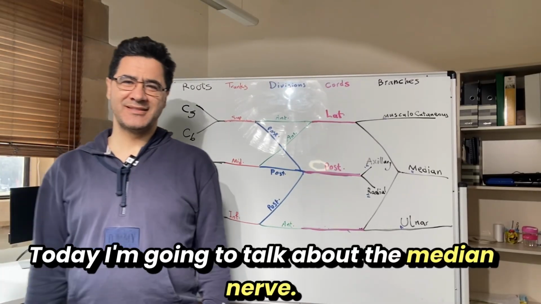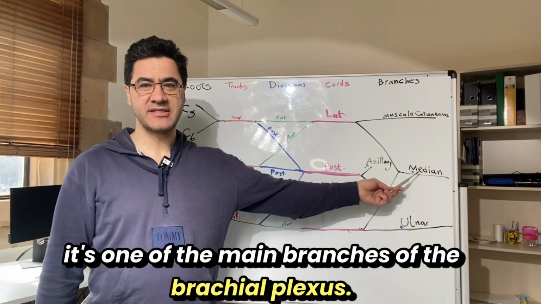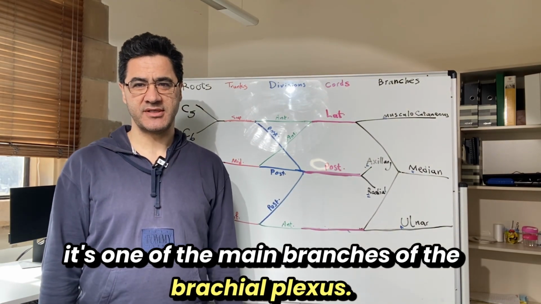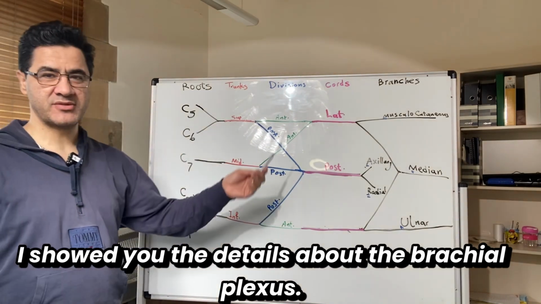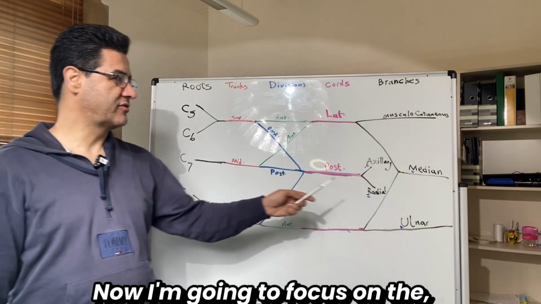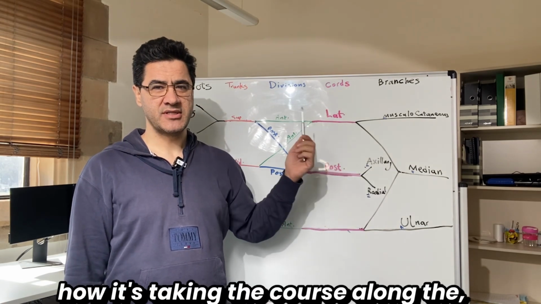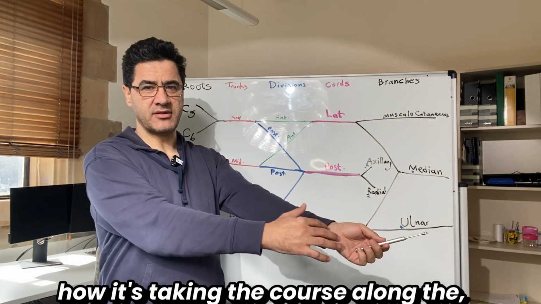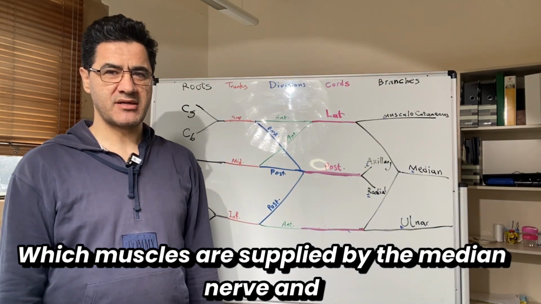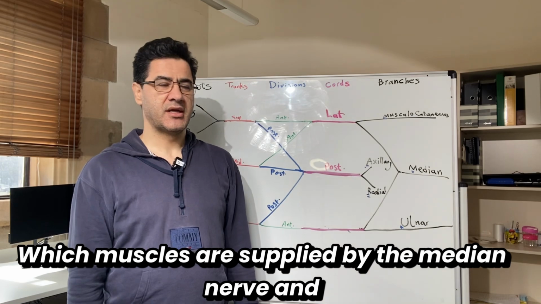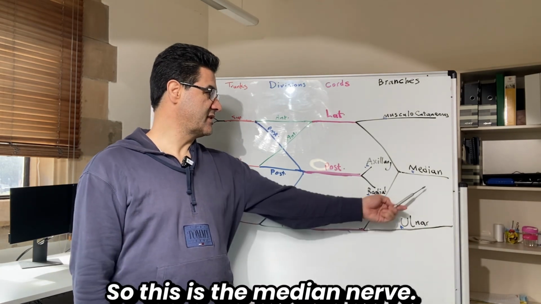Hi guys, today I'm going to talk about the median nerve. The median nerve, as you see here, is one of the main branches of the brachial plexus. In my previous video, I showed you the details about the brachial plexus. Now I'm going to focus on the root values of the median nerve, how it takes its course along the whole length of the upper limb, which muscles are supplied by the median nerve, and where the vulnerable sites of the median nerve are. So this is the median nerve.